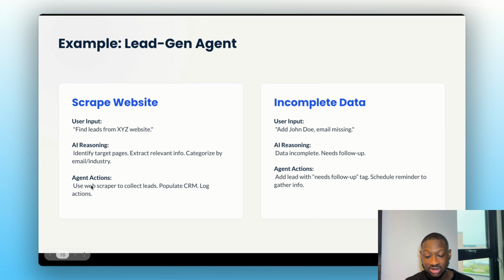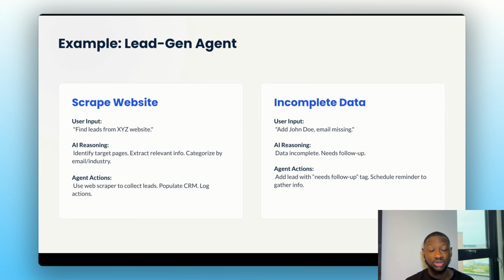So the AI agent in this case could have 3 tools that it has access to. It has a web scraper tool, it has the CRM tool, and then it has the log actions tool. So we'd use the web scraper tool first of all to collect the leads. When it has collected the leads and the tool has responded back, it's going to populate it in the CRM. Then finally, it's going to log the action. So that is basically how it works, logic-wise.